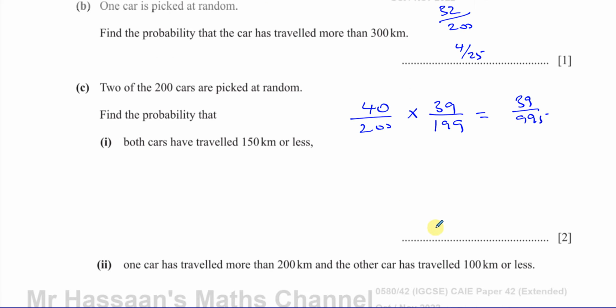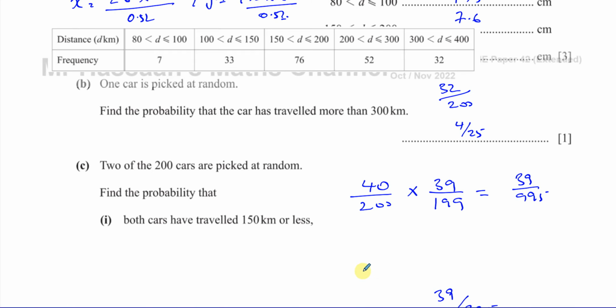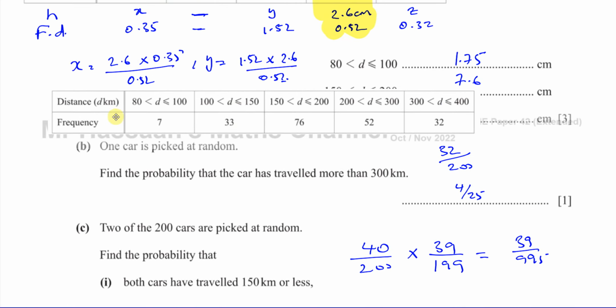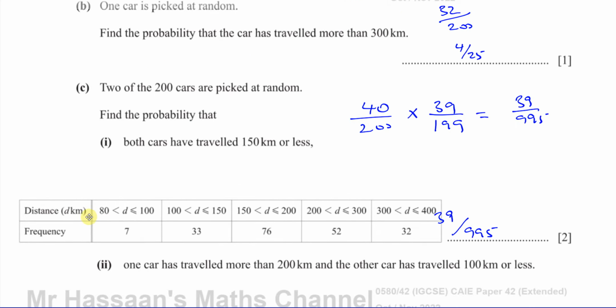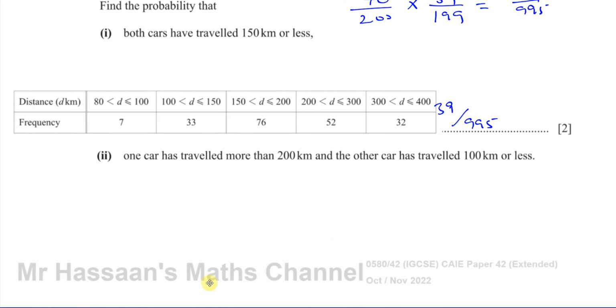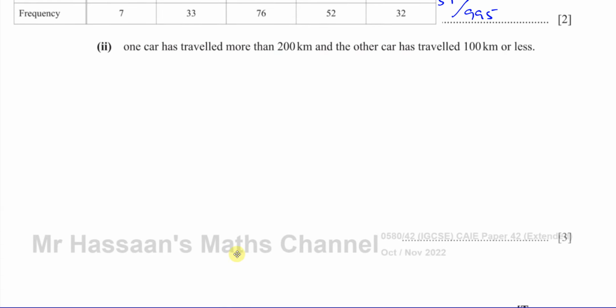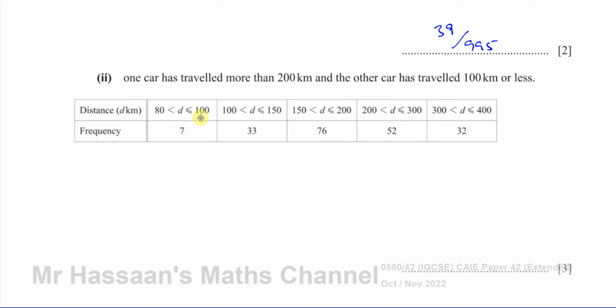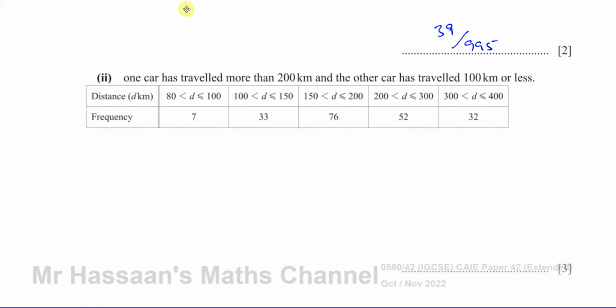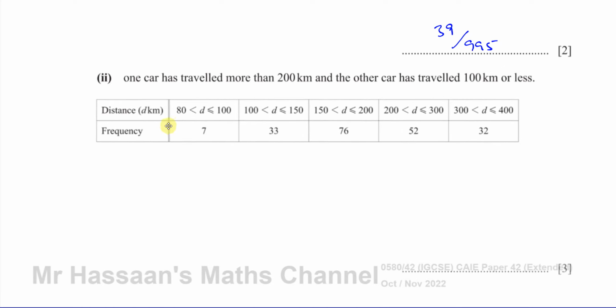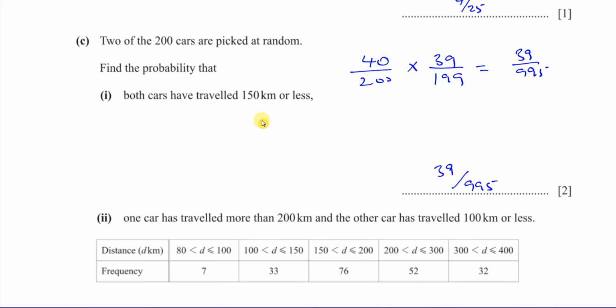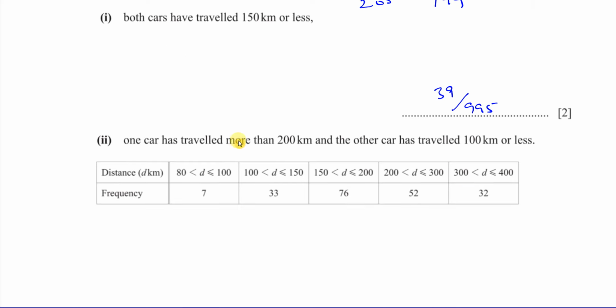So there's part 1 done, 39 over 995. Then it says one car has traveled more than 200 kilometers and the other car has traveled less. Let me again do this so I can see the question. Two of the 200 cars are picked at random. Find the probability that one traveled more than 200 kilometers and the other one traveled 100 kilometers or less.